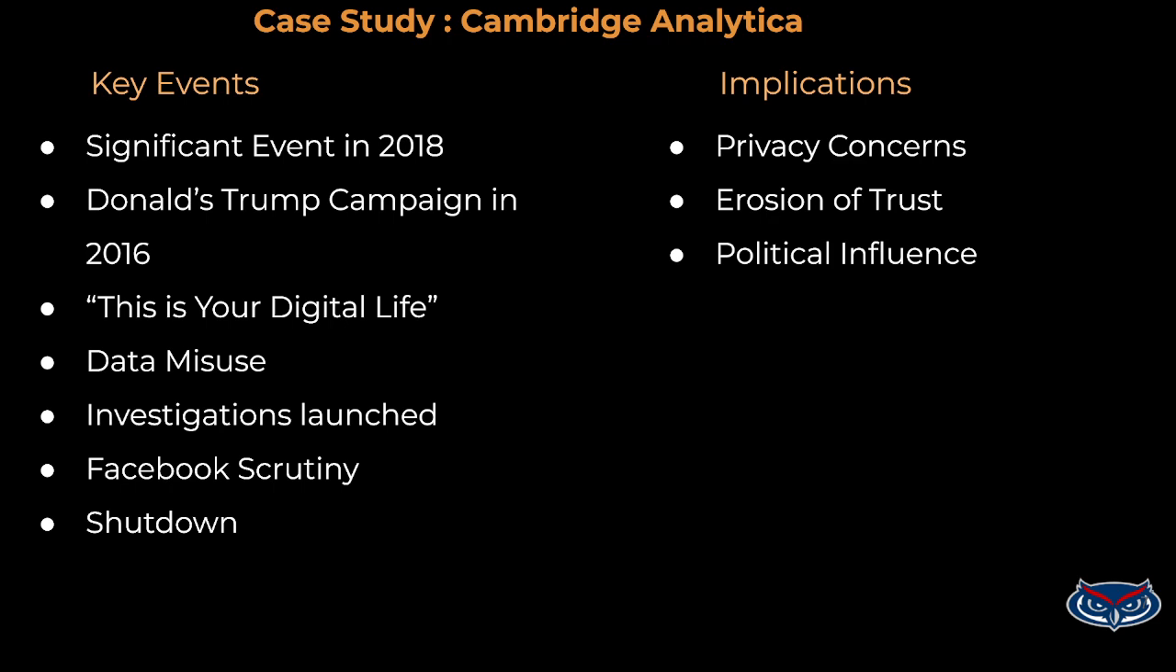The harvested data was used to create psychological profiles of users, which the firm allegedly used to influence voter behavior in political campaigns, which included creating targeted advertising and content. Following the revelations, investigations were launched in both the United States and the United Kingdom, and Facebook faced scrutiny for its role in the data breach and was fined by regulatory authorities in various countries. This scandal led to the closure of Cambridge Analytica and its parent company.